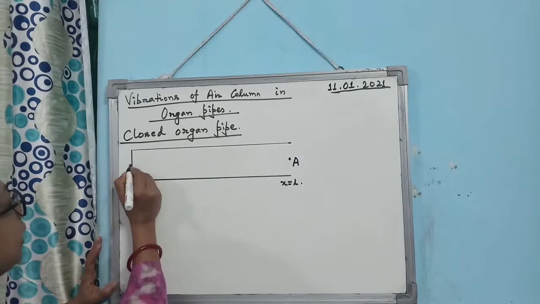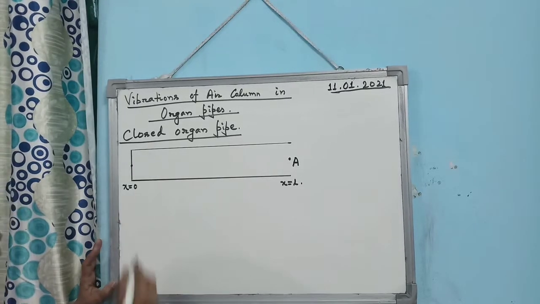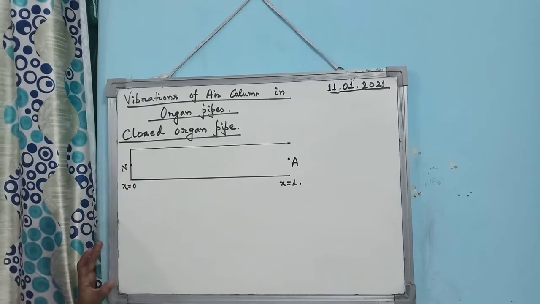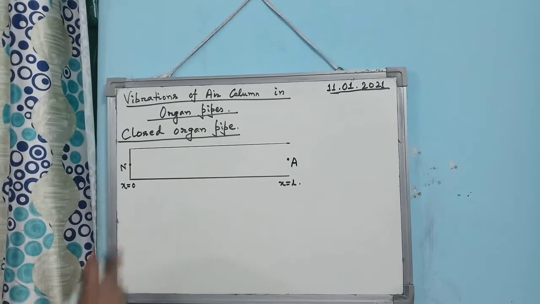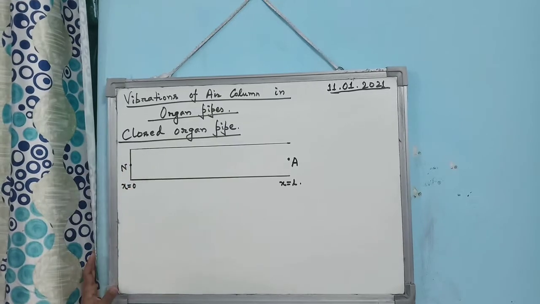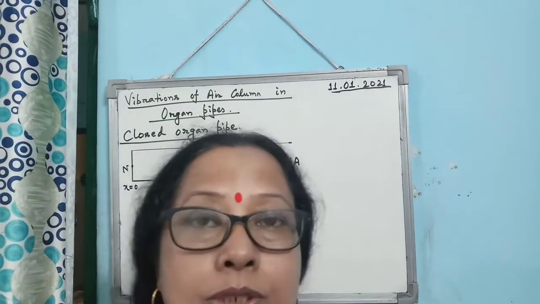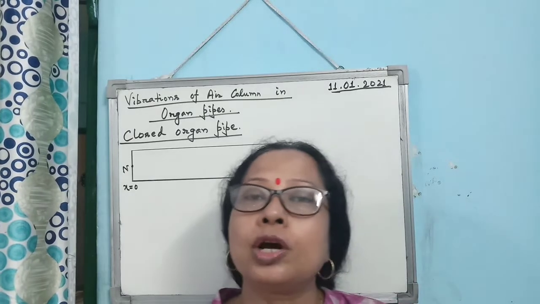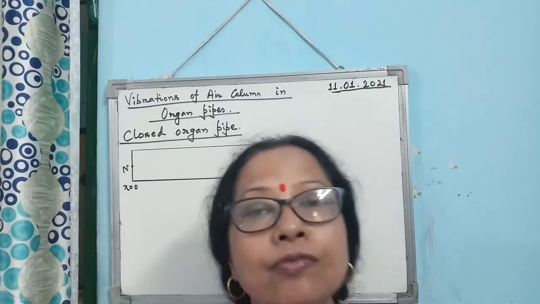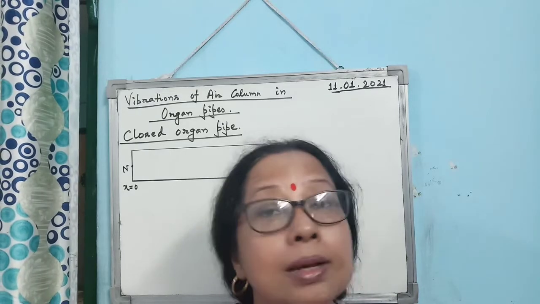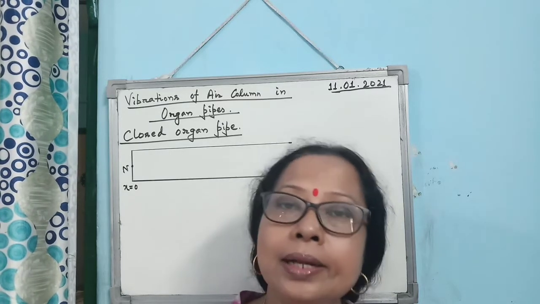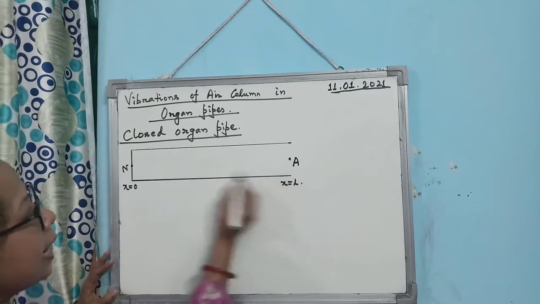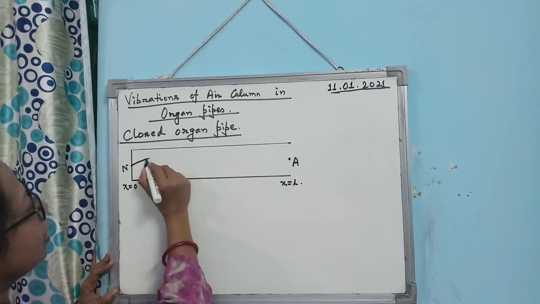And at this closed end, the particle will not get any chance to vibrate. So always the displacement of the particle will be 0. Means a node will be produced always at the closed end. So this is the basic. What will be the fundamental mode of vibration? The simplest mode of vibration of any air column is known as the fundamental mode of vibration.